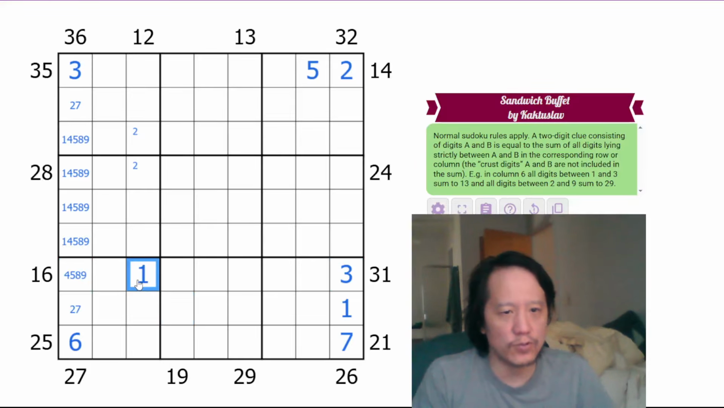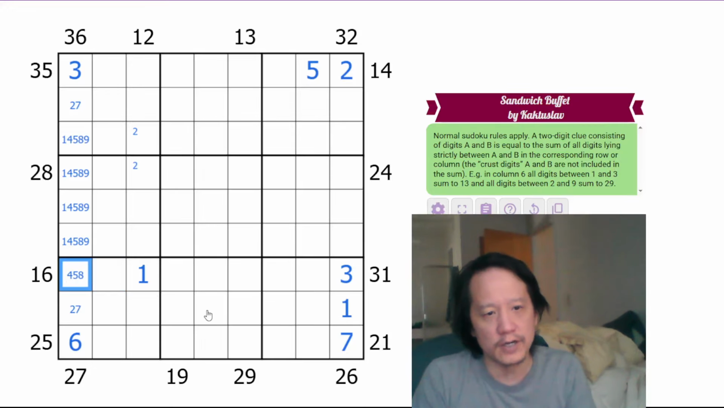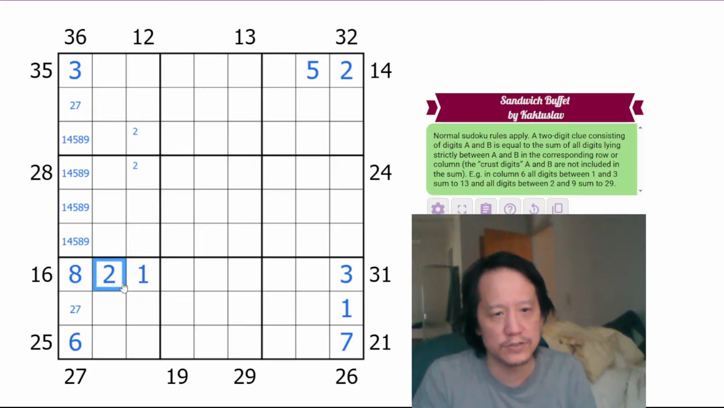This is 3 and 1. These 2 digits must add up to 10. Cannot be 1 and 9. Cannot be 5. So this is either 8 and 2 or 4 and 6. It cannot be 4 and 6. Therefore, this is 8 and 2, which means this can't be 2. That's 7, which makes this not 7, so that's 2. So 2 cannot be here. 2 has to be here. None of these can be 8.